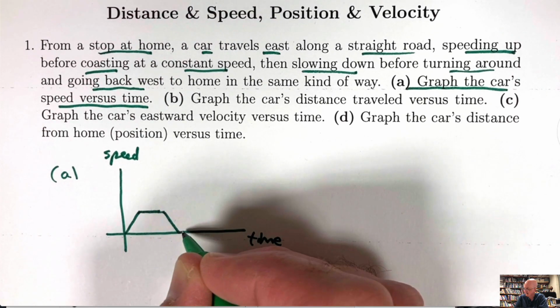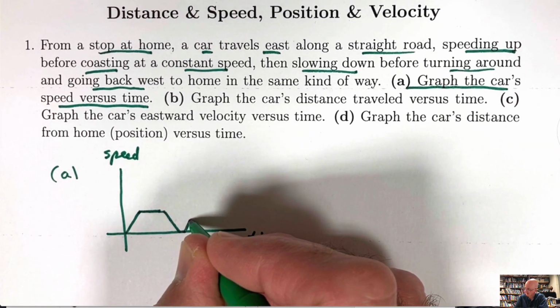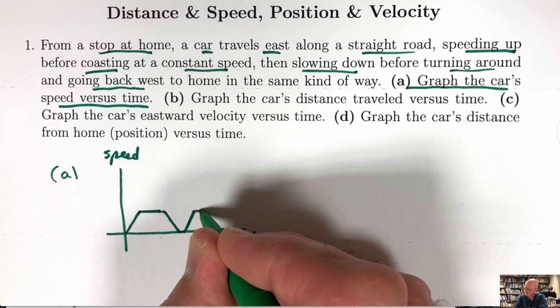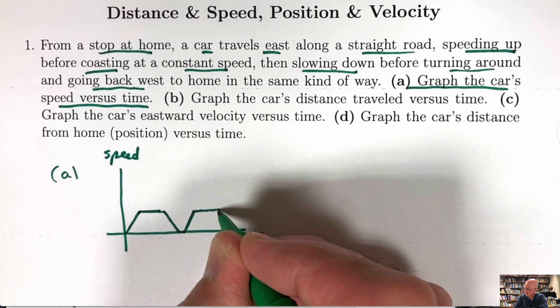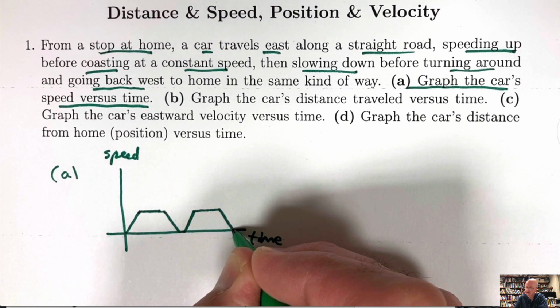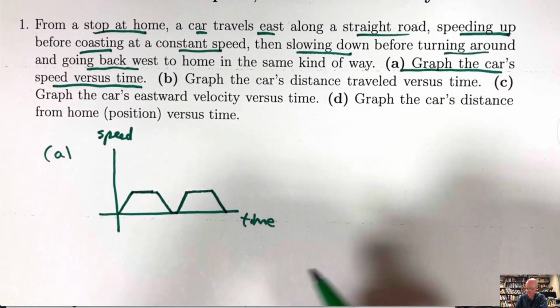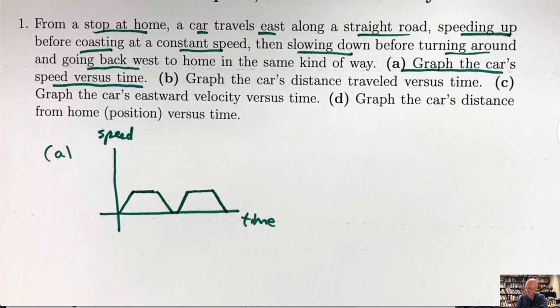So this graph is going to go down towards 0 and essentially be 0 for a few moments in time before now the car is going to go west and speed up again like this, come to some coasting speed, stay constant for a while, and now it's getting back close to home, and the speed has to go down to 0 again when the car comes to a stop. Okay, so that would be a graph of the car's speed versus time.